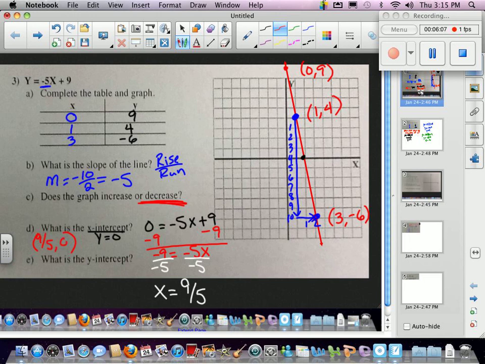The y-intercept is going to be where this crosses the y-axis. So that's at the ordered pair 0, 9.